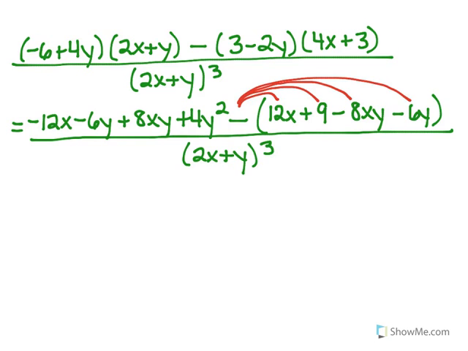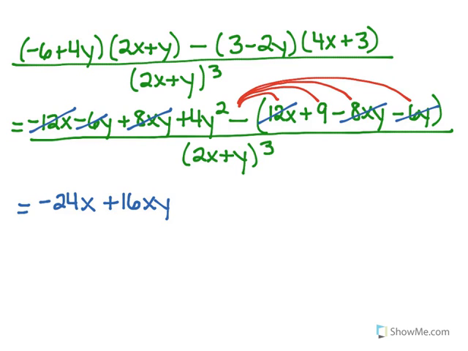So let's see if we have any like terms here. I have negative 12x minus 12x, which is going to end up giving me negative 24x. So those two terms are now gone. I have negative 6y minus negative 6y. Those are just going to completely eliminate, and I won't have any plain y terms left. Now I have positive 8xy minus negative 8xy, which gives me plus 16xy. And now those are taken care of.